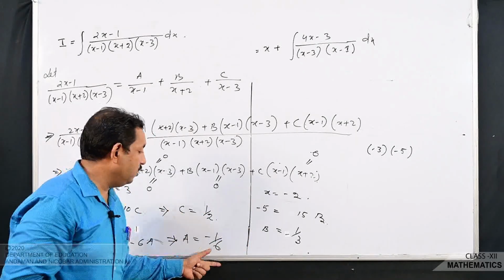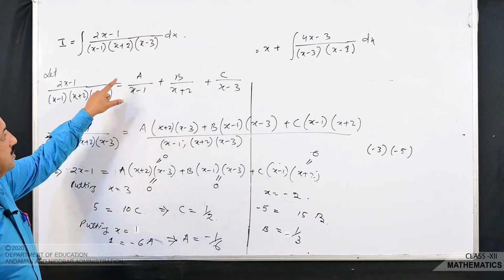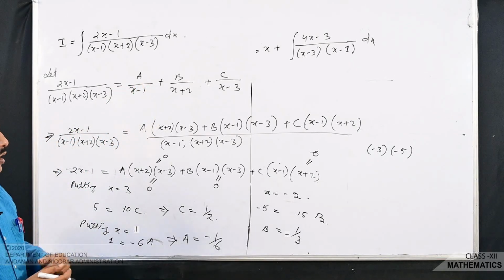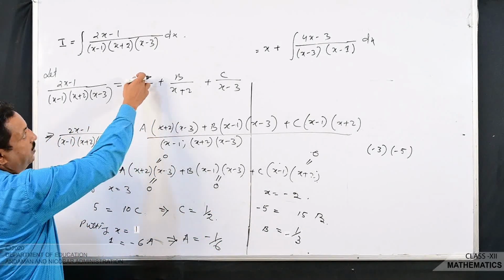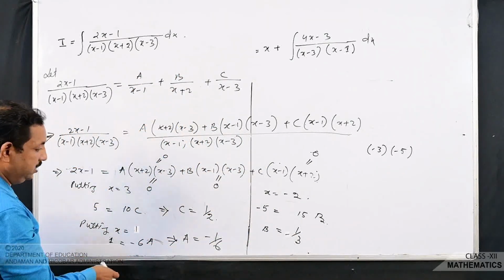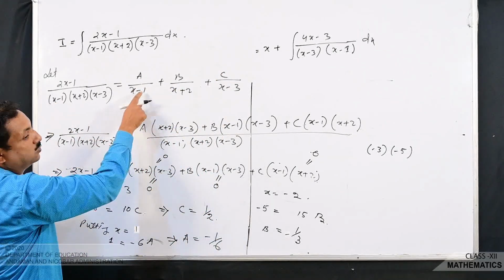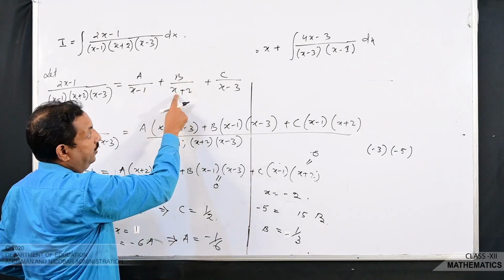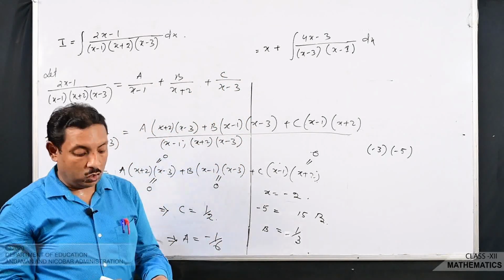So I get very easily the values of A, B and C. Now I can put these values of A, B and C over this one, and then substitute this in the integrand and do the simple integration. A means your minus 1 by 6, so minus 1 by 6 will be here, and your B is 1 by 3, 1 by 3 will be here, and your C is 1 by 2 will be here. Now look here: that is log of mod (x minus 1), log of mod (x plus 2) and log of mod (x minus 3). This way you can solve the problems.